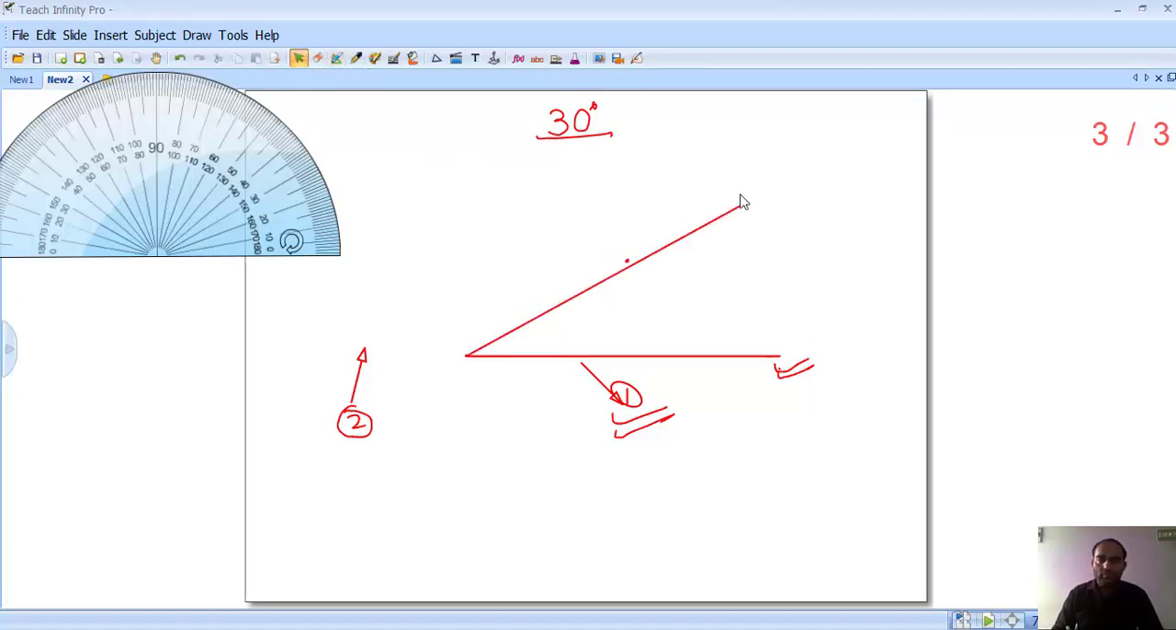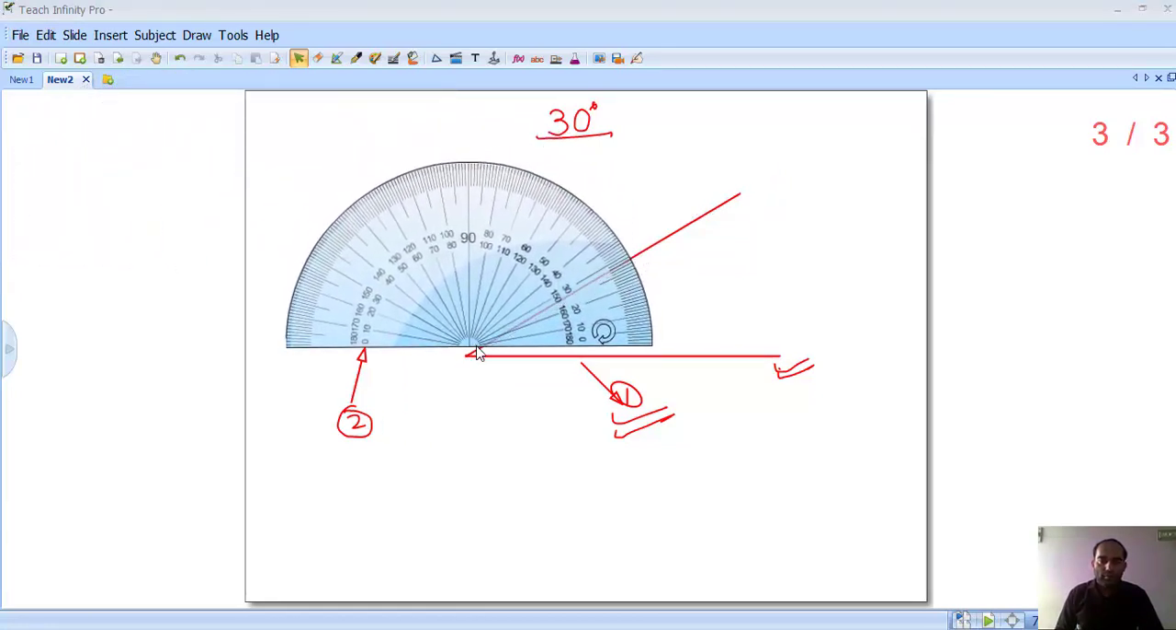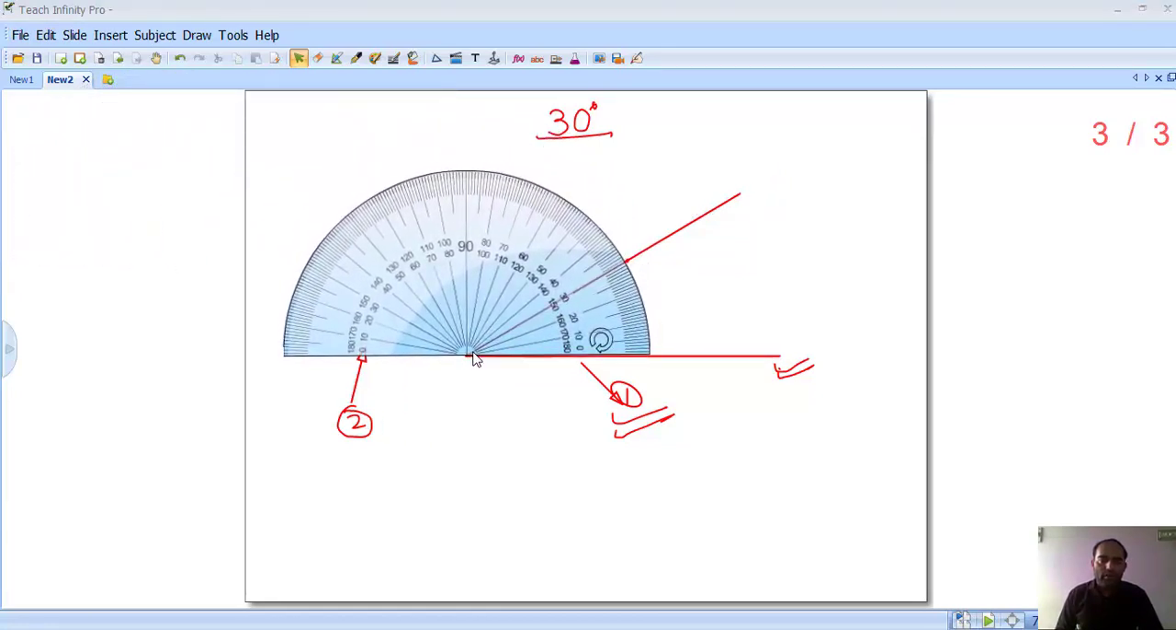Okay, let me correct my line. Now it's done. Now at the last step, you have to measure your angle. Put the midpoint of the protractor at the joining line of the angle. Then you have to decide which 0 you are going to use. The overlapping line is at right hand side, so we are going to use right hand side 0.